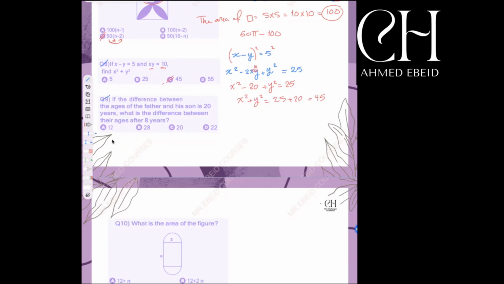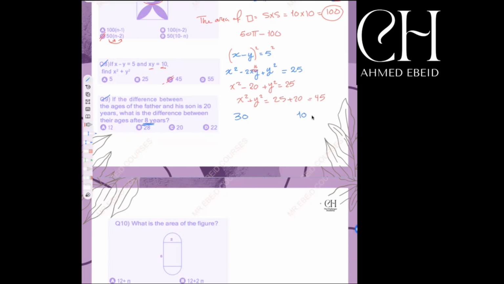For the next question, question 9: if the difference between the ages of the father and his son is 20 years, what is the difference between their ages after 8 years? Now, I think the difference will not change after 8 years, after 7 years, after 9 years. It will not change. For example, if the father's age is 30, his son will be 10.